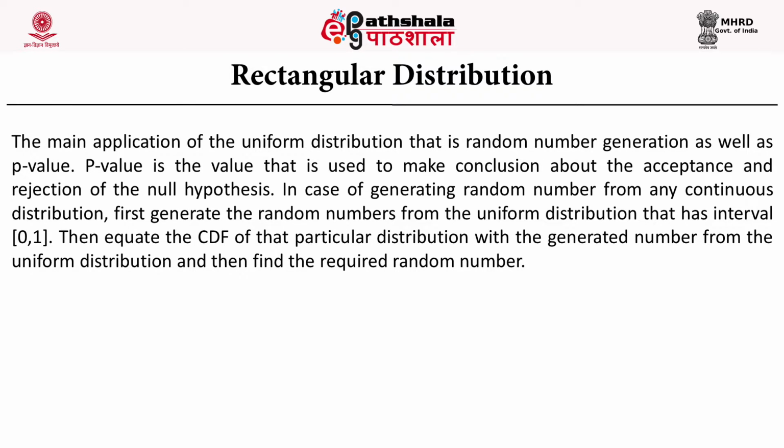The main application of the uniform distribution is random variable generation as well as the p-value. The p-value is the value that is used to make a conclusion about the acceptance and rejection of the null hypothesis. In case of generating a random number from any continuous distribution, first generate a random number from the uniform distribution that has interval between 0 and 1. Then equate the CDF of the particular distribution with the generated number from the uniform distribution, and then find the required random number.